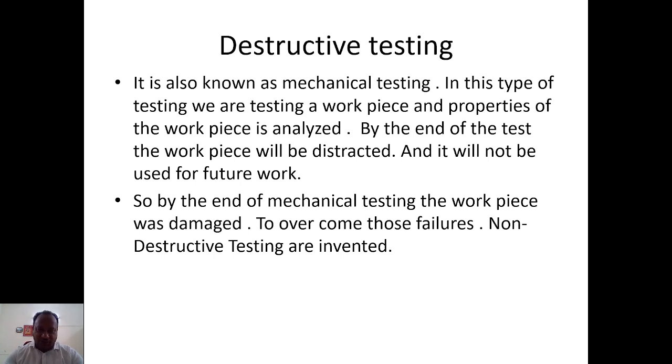To overcome these failures, non-destructive testing was invented. Why do we require it? One of the major points is that after completion of destructive testing, the workpiece cannot be used further. Because of the damage to the workpiece, we are not able to use it for the process, whereas to overcome this type of failure, non-destructive testing was invented.